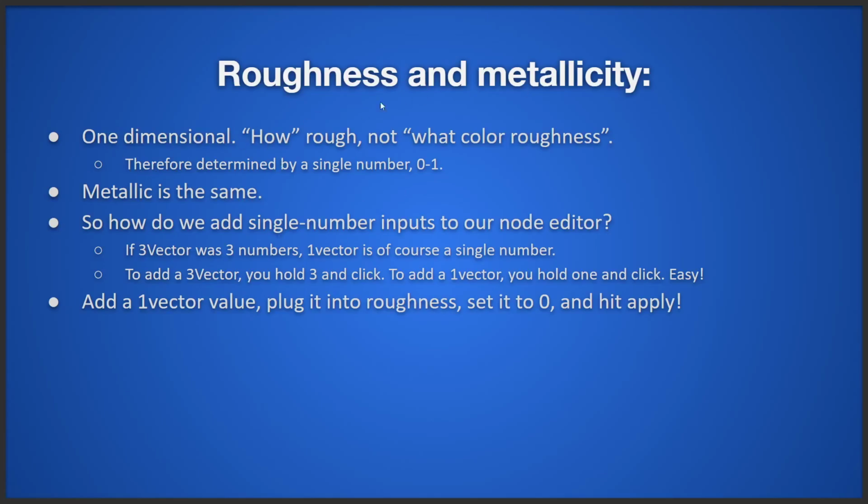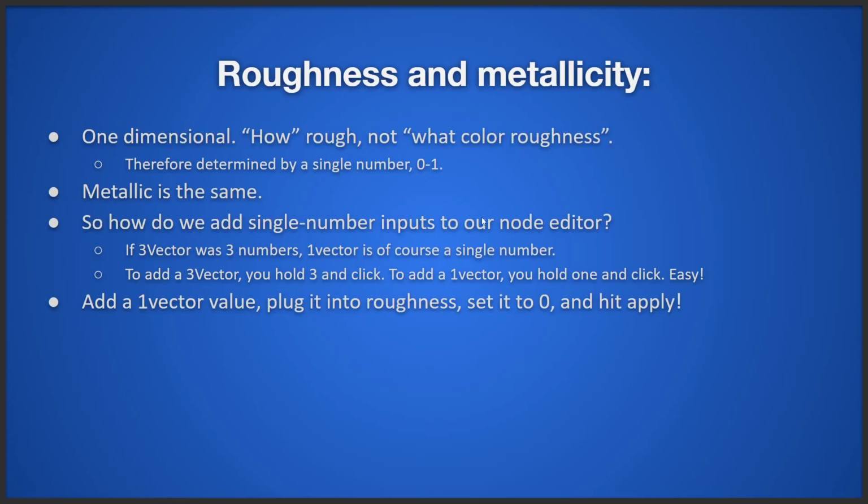So roughness is determined by a single number, 0 to 1. A scalar. It's not a vector, it's a scalar. Or it's a one-dimensional vector, you could say that. But it's just one number. Metallic is the same. Metallic is also described by one number. It's not what color metallic. Color is described by base color. Metallic is just how metallic the surface is, how rough the surface is.